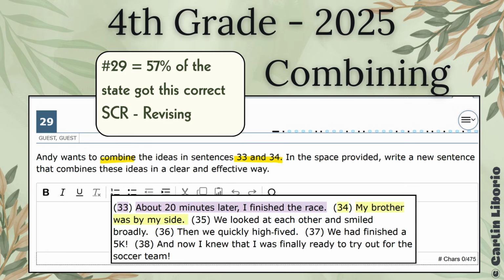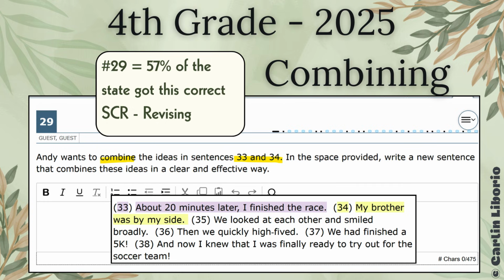We're going to look at 4th grade 2025. So in 4th grade 2025, they decided to ask a question on combining. Now 57% of the state got this correct, so not too bad. But they had to combine sentence 33 and sentence 34. So sentence 33, about 20 minutes later, I finished the race. My brother was by my side. So they have to combine those.